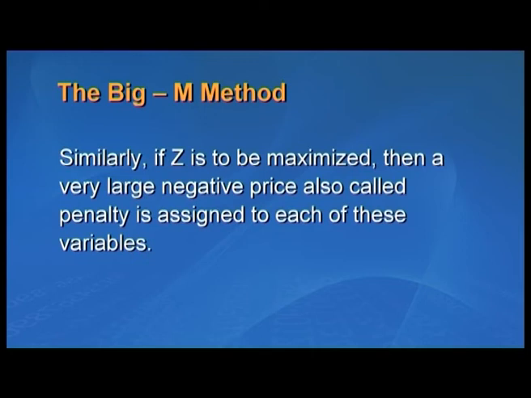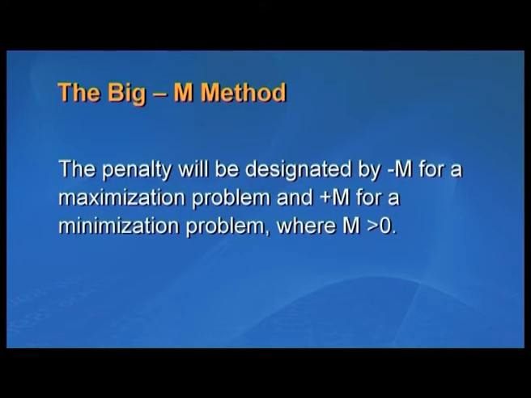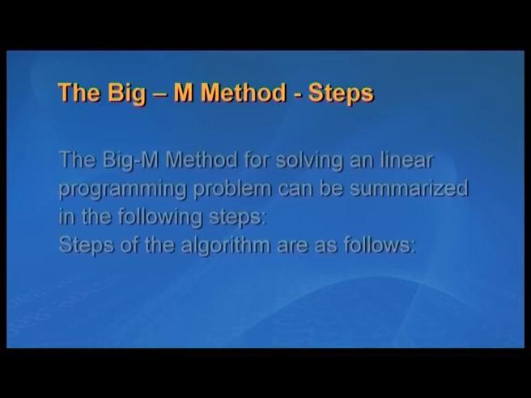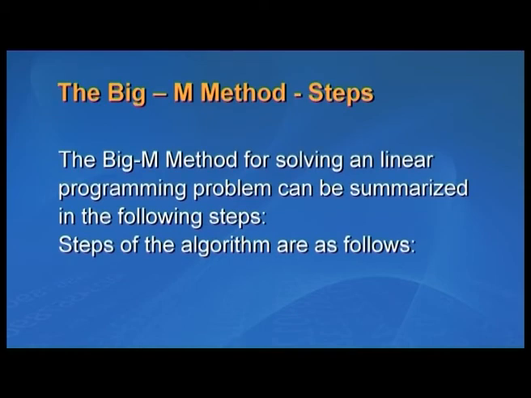Similarly, if z is to be maximized, then a very large negative price, also called penalty, is assigned to each of these variables. The penalty will be designated by -M for a maximization problem and +M for a minimization problem, where M is greater than 0. The Big M method for solving a linear programming problem can be summarized in the following steps. Steps of the algorithm are as follows.